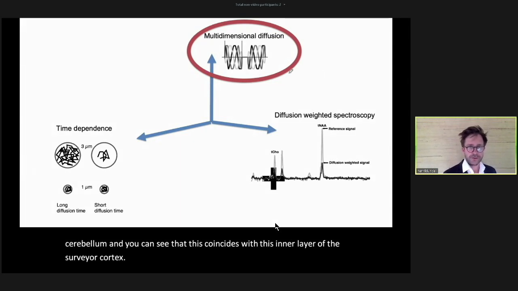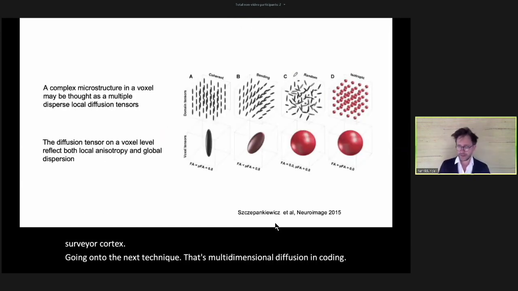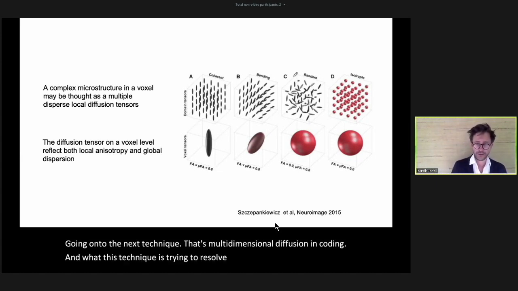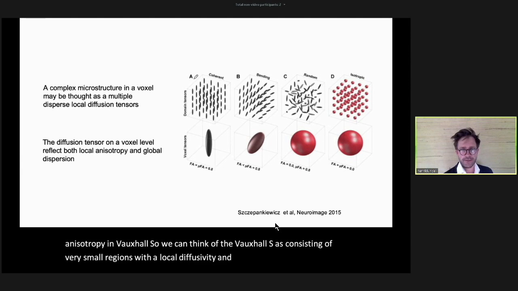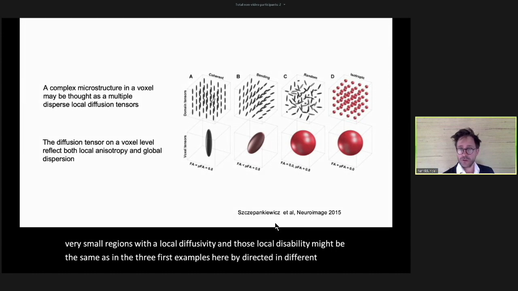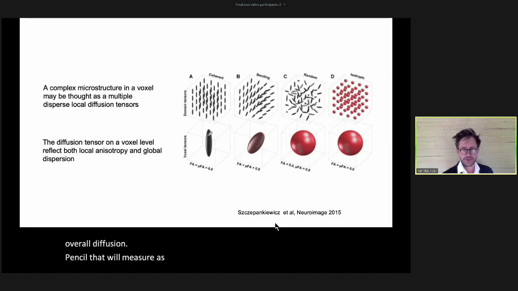So going on to the next technique, that's multidimensional diffusion encoding. And what this technique is trying to resolve is different sources of anisotropy in a voxel. So we can think of the voxel as consisting of very small regions with a local diffusivity, and those local diffusivities might be the same as in the three first examples here, but directed in different directions. So the microscopic quality may be exactly the same, but the overall diffusion tensor that we'll measure as an average of these will be very different.